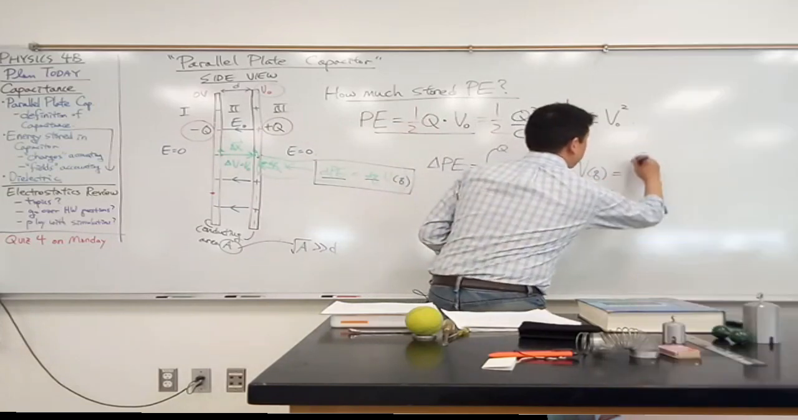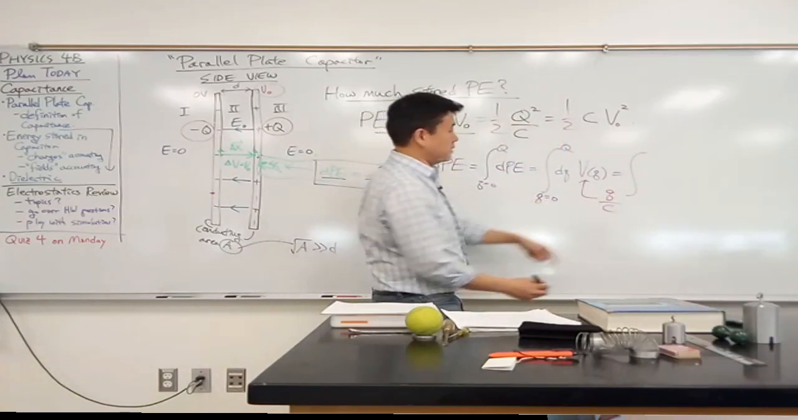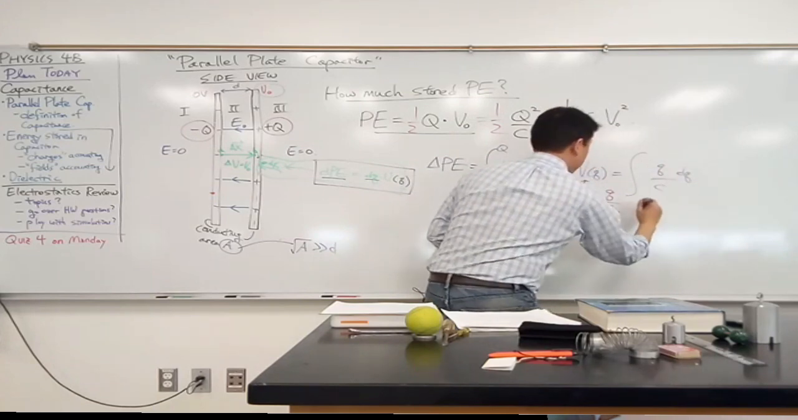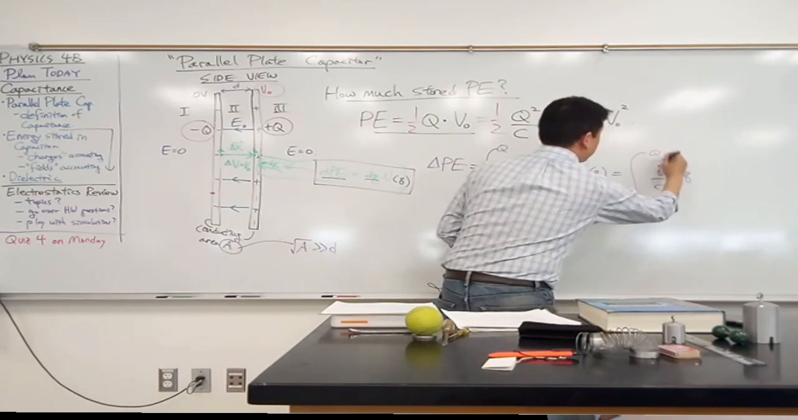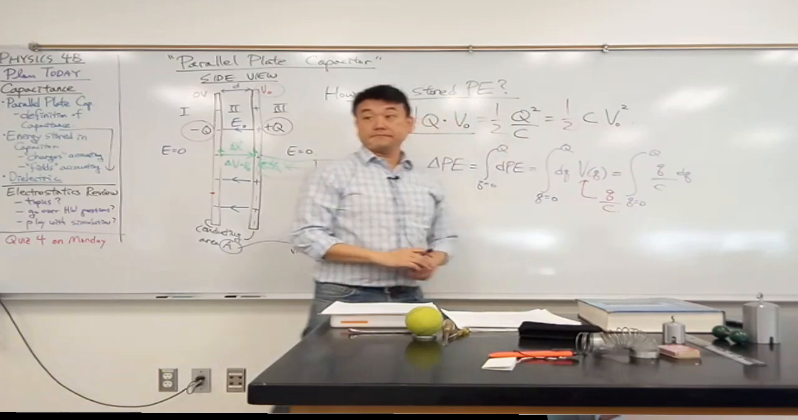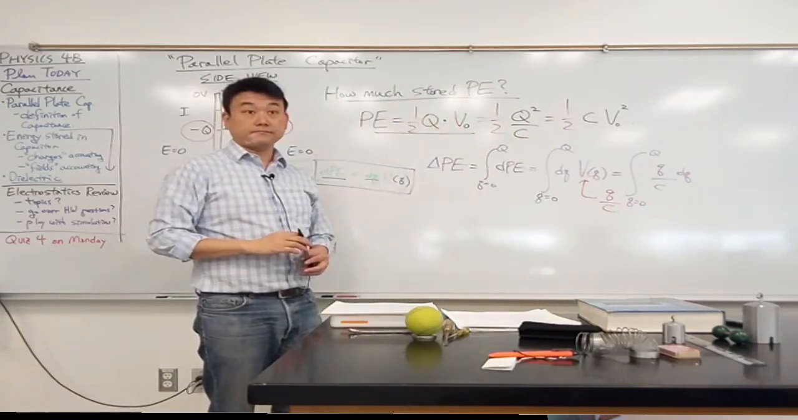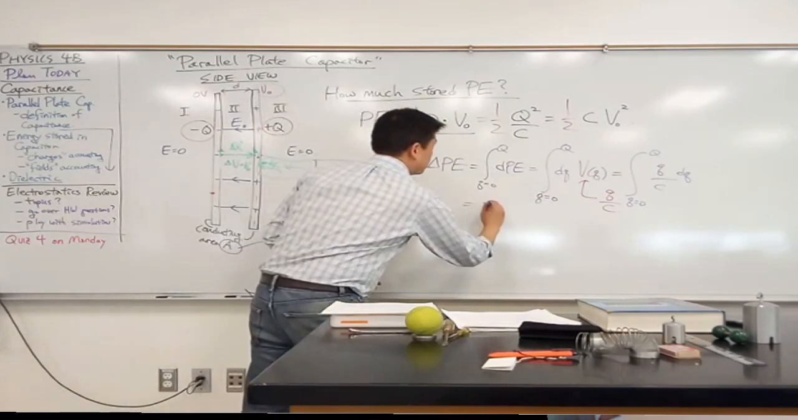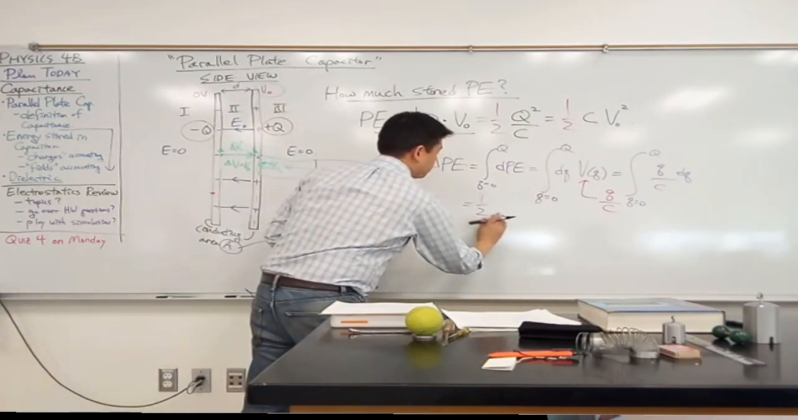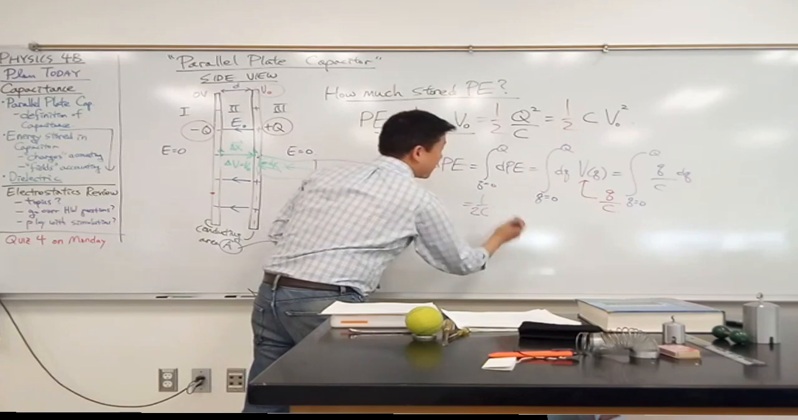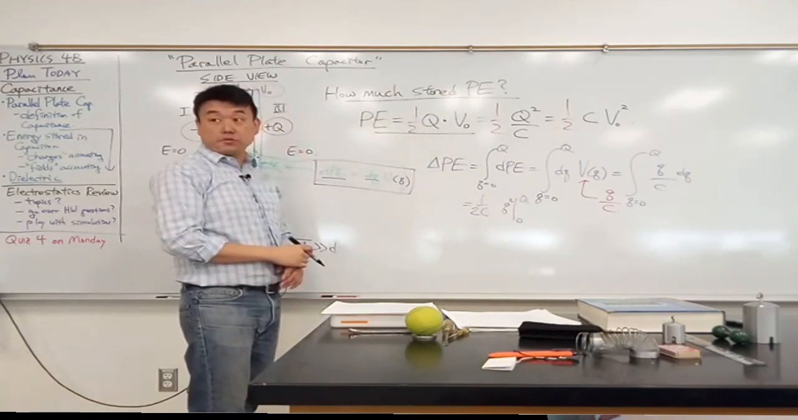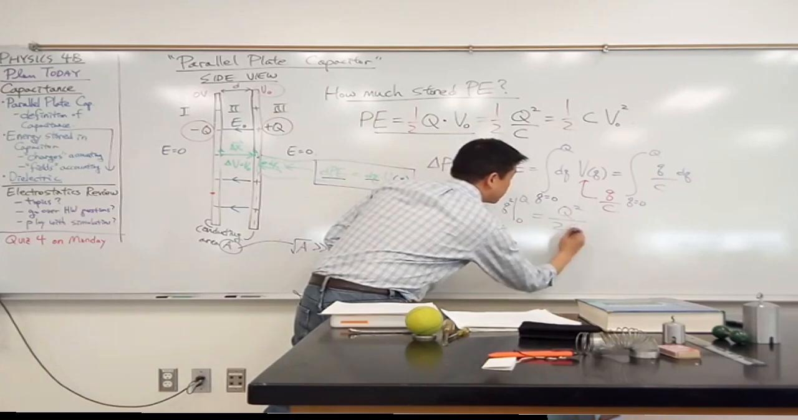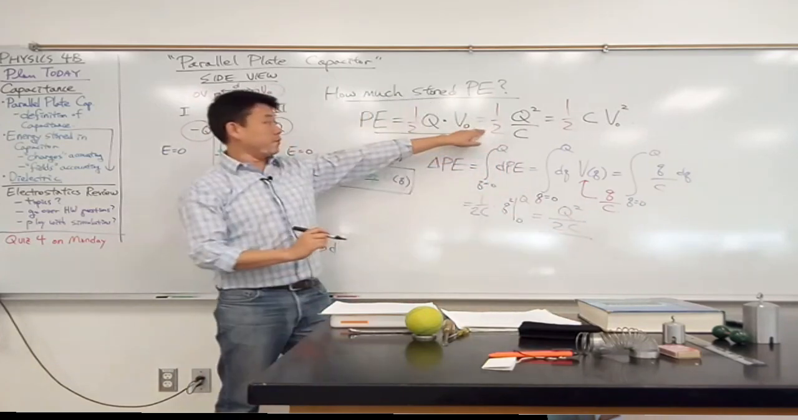So plug in Q over C. I have an integral of Q dQ over C, integrated from 0 to Q. What is the antiderivative of this? Yeah, 1/2 Q squared. So it's equal to 1 over 2C times Q squared, evaluated from 0 to capital Q. So you get capital Q squared over 2C, which was one of the formulas here.